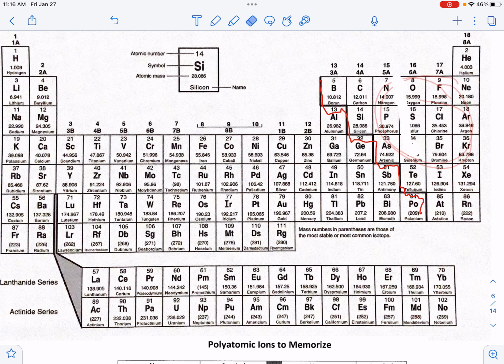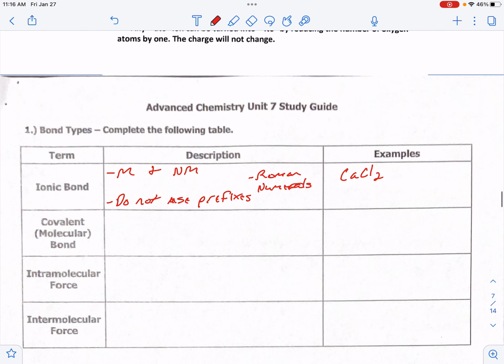So let's go back and write some examples. A covalent bond is simply the sharing of electrons between atoms. You're not really taking or giving anything, it's just kind of an overlap. And that is between a non-metal and a non-metal. Here we do use prefixes, and we'll go over those in a little bit. That's your mono, di, tri, tetra. Just make sure you only use prefixes for covalent.